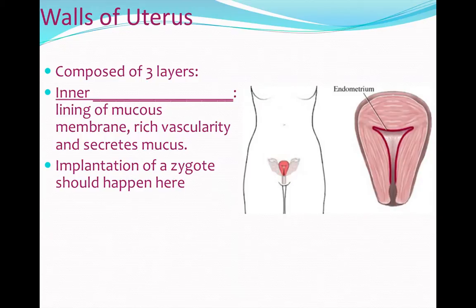The layers of the uterus, there are three, begin from the inside with an inner endometrial layer, which is a lining of mucous membrane. It has rich vascularity, and it will secrete mucus. On the diagram here, it is this thinnest layer on the inside. If an egg is fertilized, this is the place of implantation, the endometrial layer of the uterus.